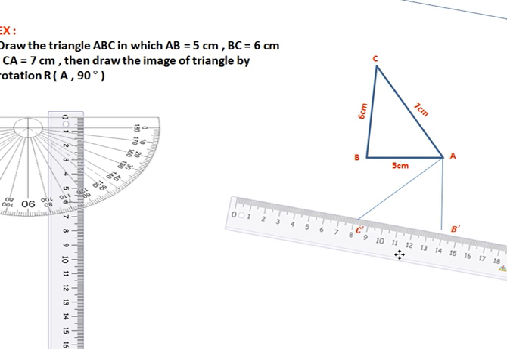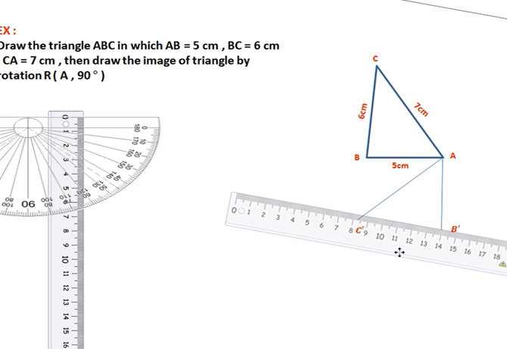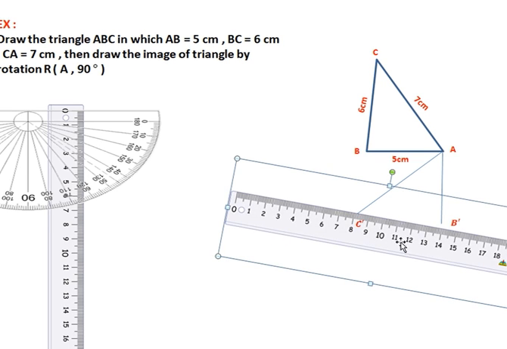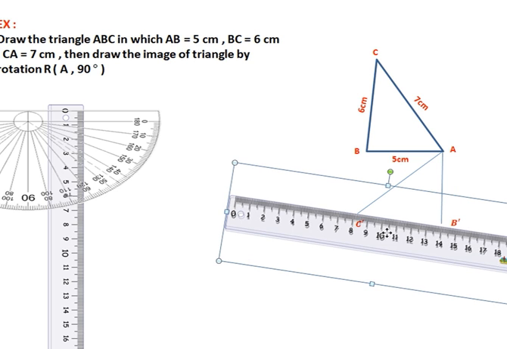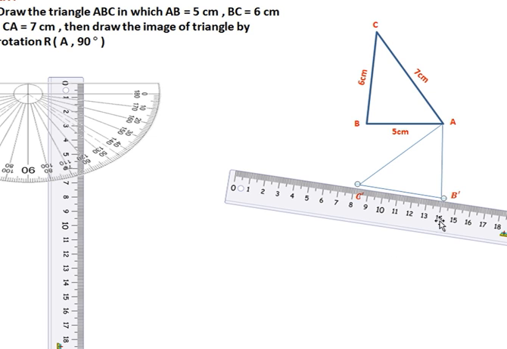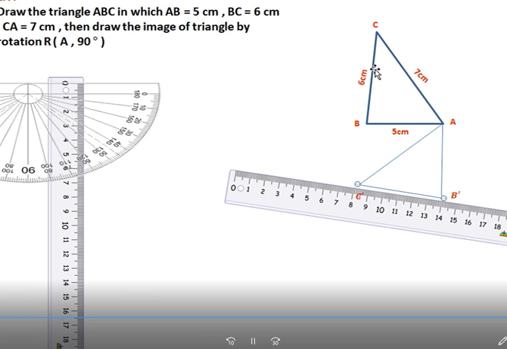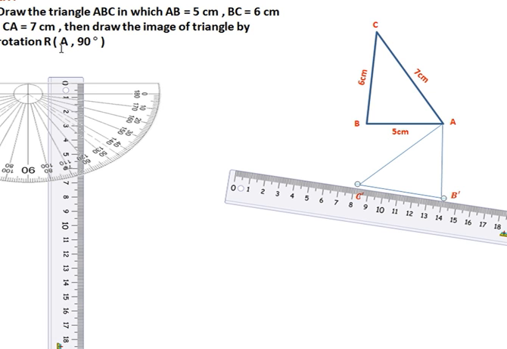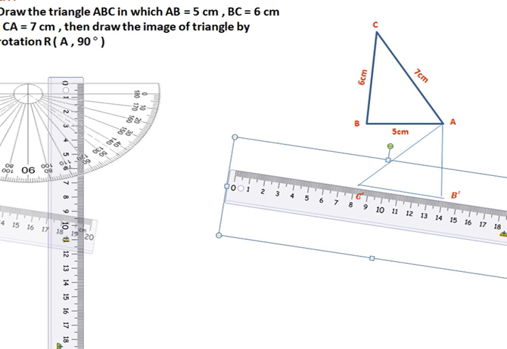Now we can join the 2 points using the ruler. Yes, then we get the image of the triangle by rotation about A, where A is the center of rotation and 90 is the angle of rotation. And thank you.